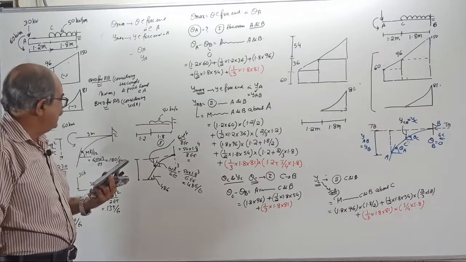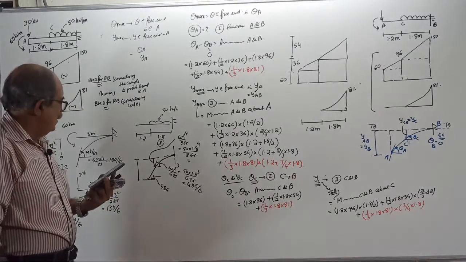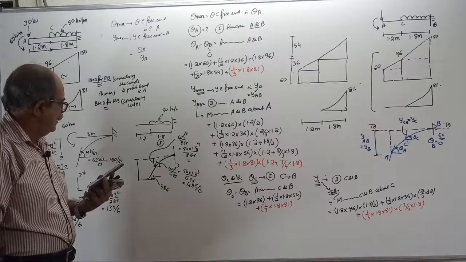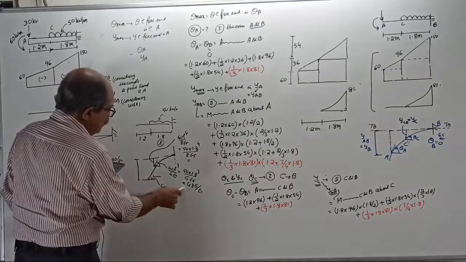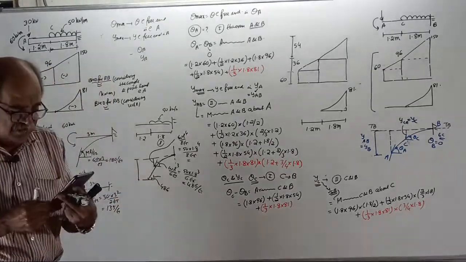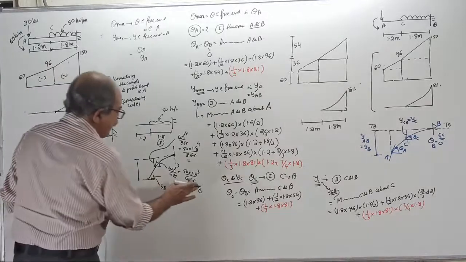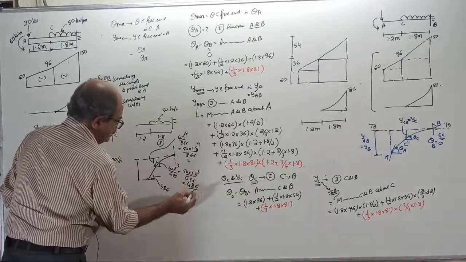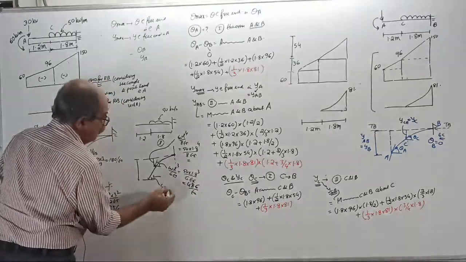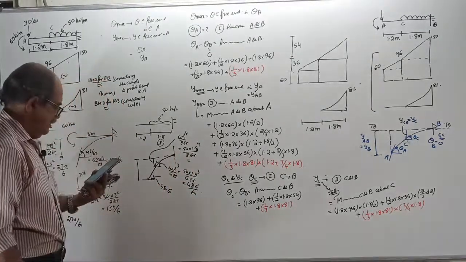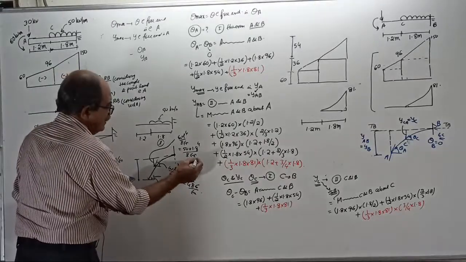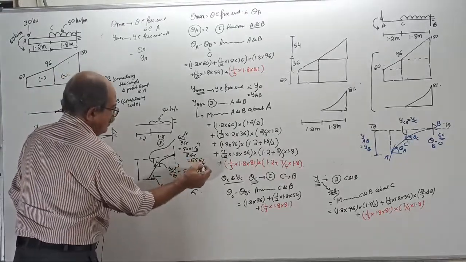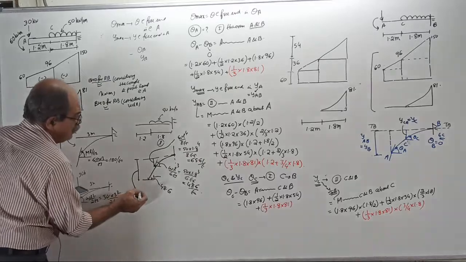Why this much delay? This 486, I got a doubt. You made a major mistake. It is 48.6. This mistake would have spoiled everything. Now this answer is 65.61 by EI. Now then, this deflection equals what?